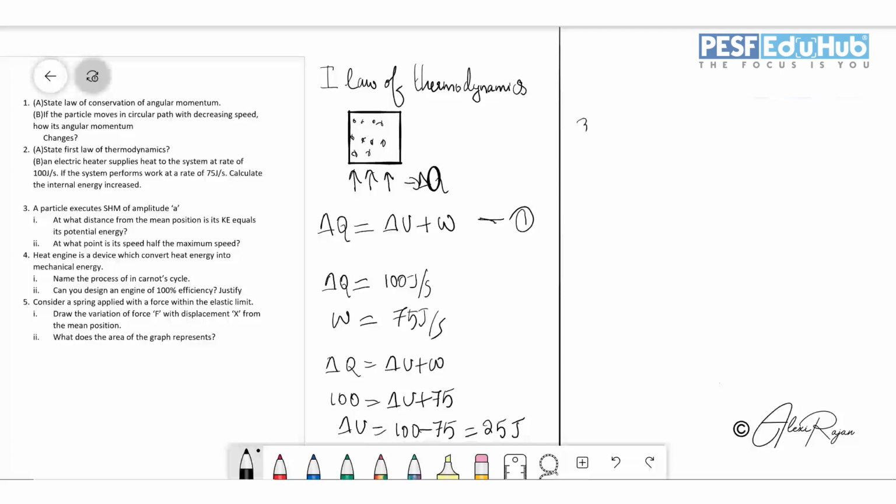Now coming to the third question. If a particle executes SHM, what do you mean by SHM? Simple harmonic motion, of amplitude A. First sub question: at what distance from the mean position is its kinetic energy equal to its potential energy? Second sub question: at what point is its speed half the maximum speed?